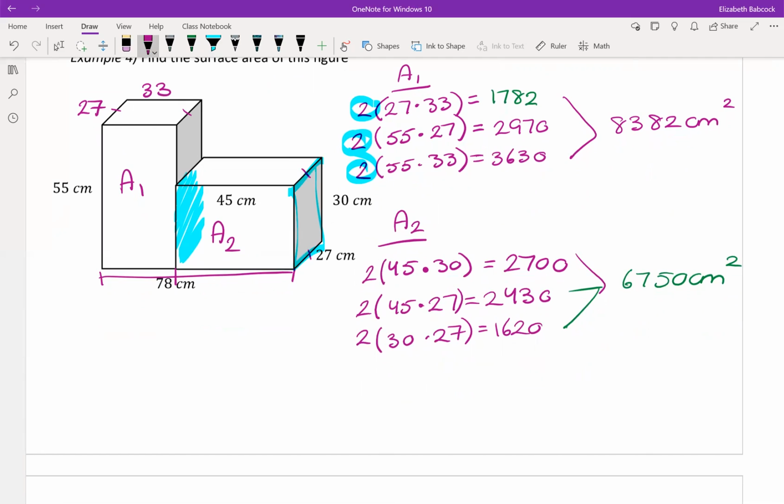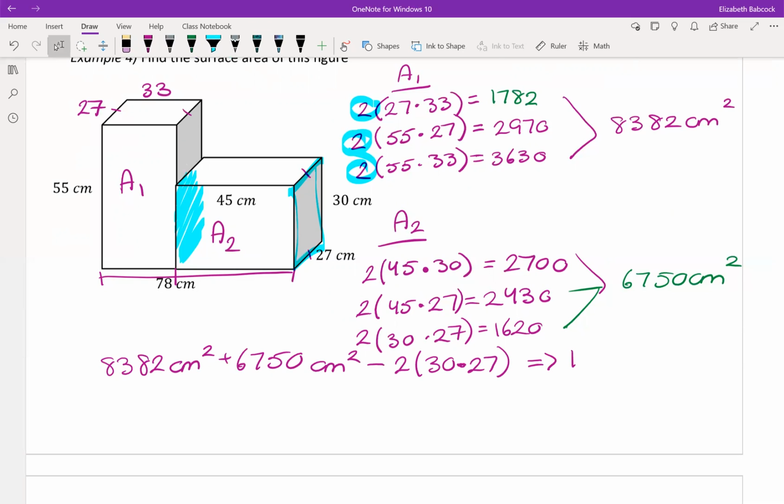So if we take our two numbers, we need to add them together. So 8382 centimeters squared plus 6750 centimeters squared. But then we need to take away those two sides. So take away 2 times 30 times 27. We end up with a total area of 13,512 centimeters squared. And that is your final answer.